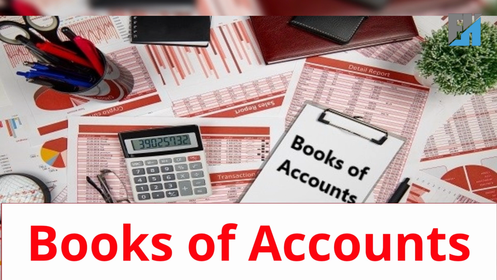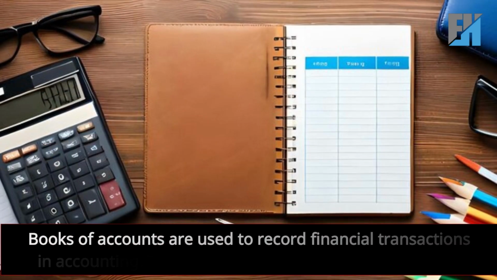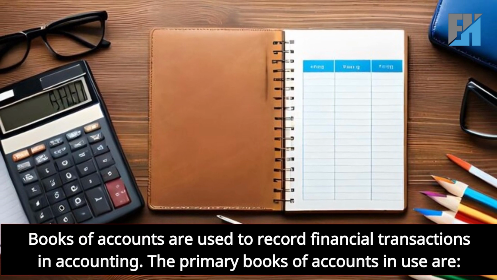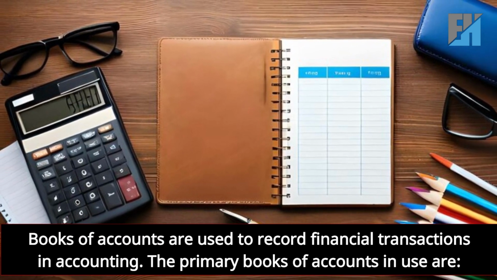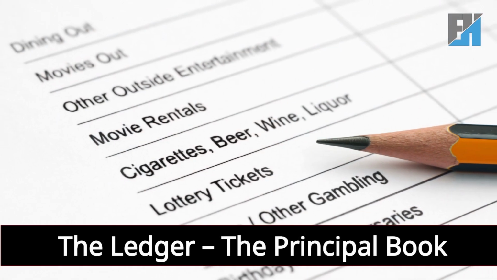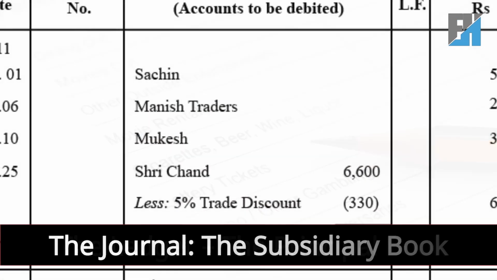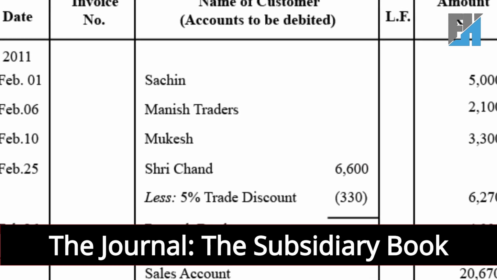We have an exciting topic lined up for today's session: books of accounts. Books of accounts are used to record financial transactions in accounting. The primary books of accounts in use are the ledger, the principal book, and the journal, the subsidiary book.